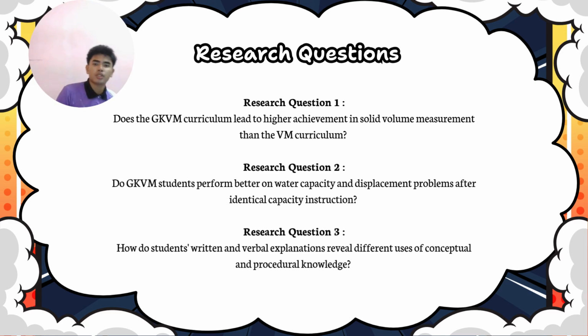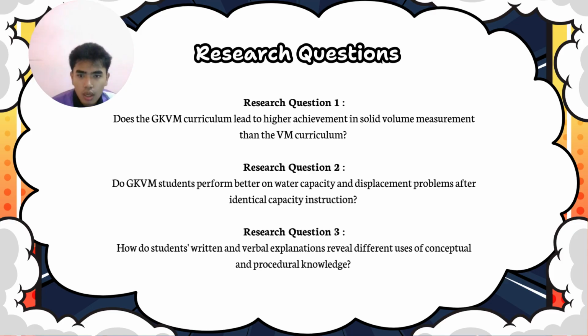The next question is: do GKVM students perform better on water capacity and displacement problems after identical capacity instruction? So there's no bias in this research. We use the same instruction or lesson for both groups, the GKVM group, the geometric knowledge volume measurement group, and the volume measurement group. So there's no bias at all.